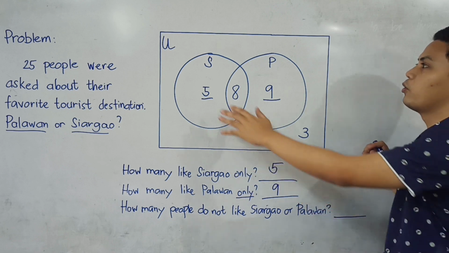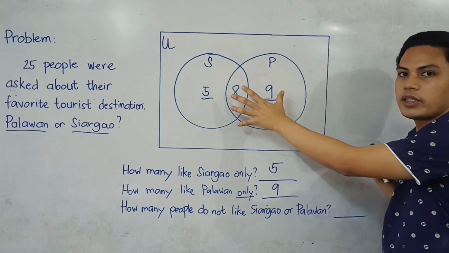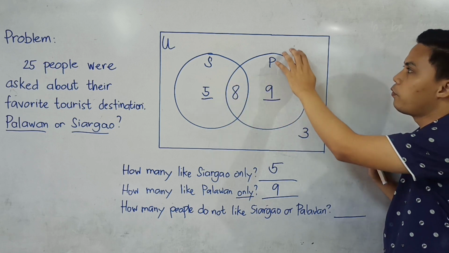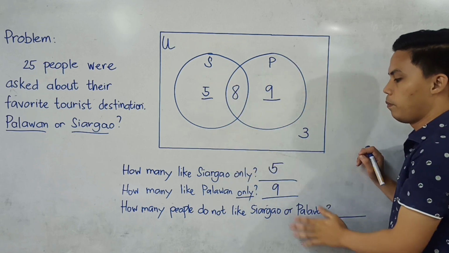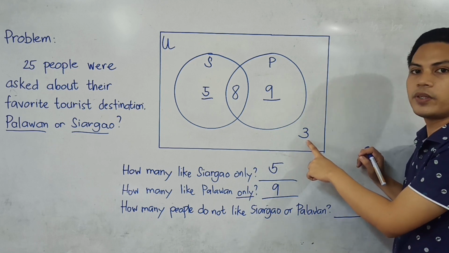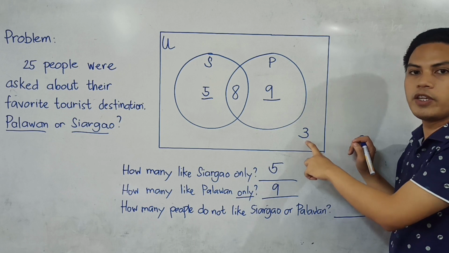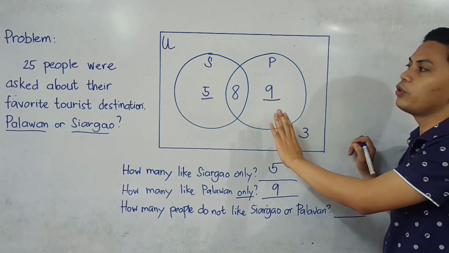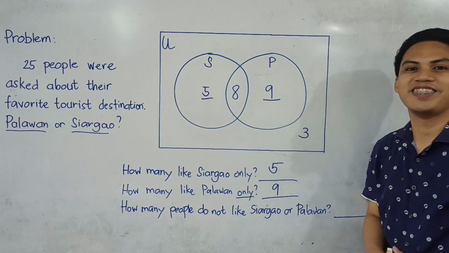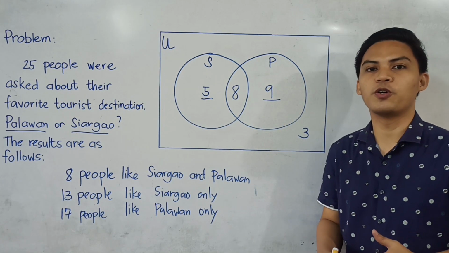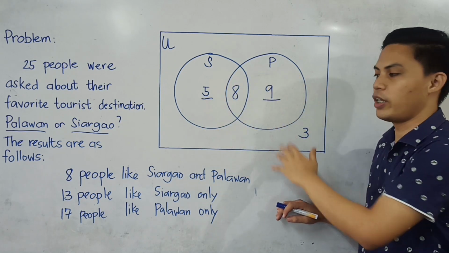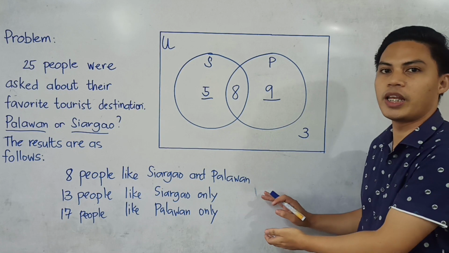Okay, makikita natin siya dun sa labas ng dalawang sets natin, or sa labas ng dalawang circles. Therefore, ang answer natin sa question number 3 would be 3. Okay, ibig sabihin, there are 3 people na hindi niya gusto yung Siargao, at the same time, hindi rin niya gusto yung Palawan. So ngayon, i-explain ko sa inyo kung paano natin na-come up yung mga answers sa Venn diagram natin. Okay. So ito na yung mga informations na kailangan natin.